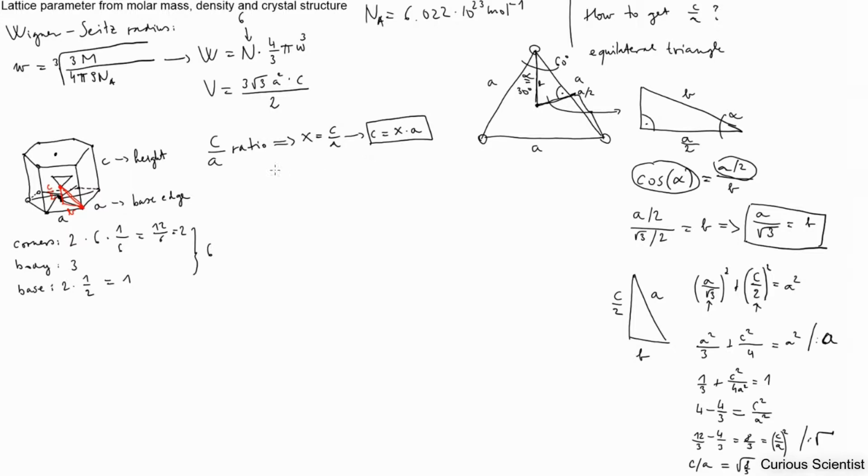And let me go back here. So we said that C over A is the square root of 8 divided by 3, which equals 1.633. So if the structure is ideal, then the C over A ratio is 1.63. But real life is not ideal, so this number can be somewhat different in some cases.